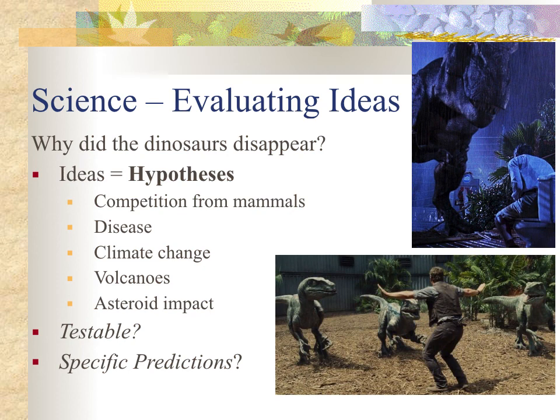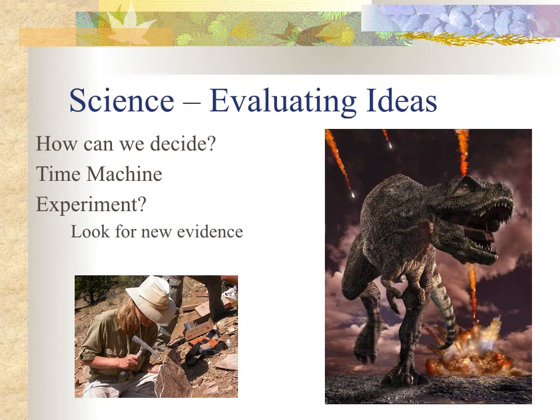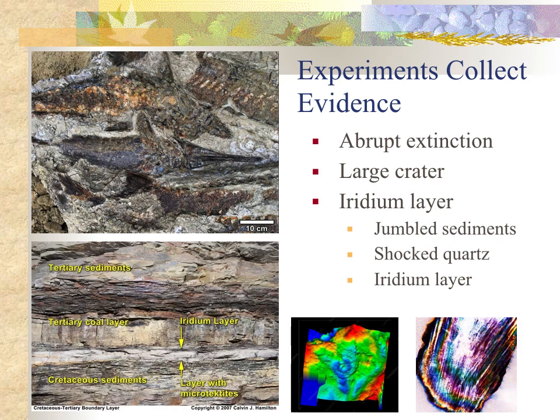Well, that's hard when you're talking about something that happened 60 million years ago and there's no dinosaurs there now. We want to find testable ideas that make specific predictions. And so that's the key in science, is to evaluate the ideas. And with the dinosaurs, we can't find a time machine, but we can look for new evidence. And so we go to the fossil record, we start looking at layers of rocks to see what ideas best support what we see. And as we look more and more at these layers right when the dinosaurs disappear, what we find is that there's a very abrupt extinction. It happened almost right away.